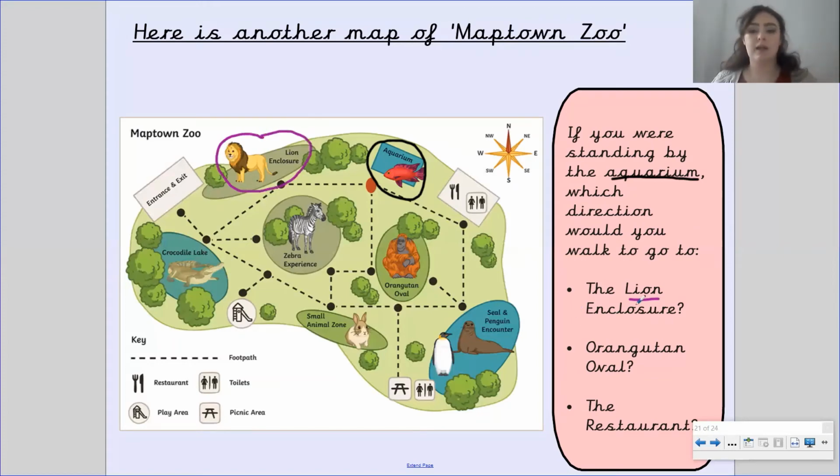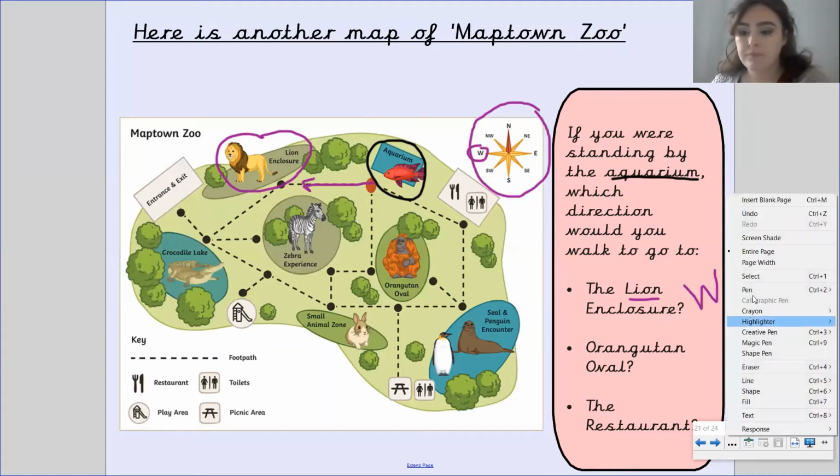Now what we need to do is have a think about which direction we would use to go from the aquarium to the lion enclosure. Use the compass up here to help you. Pause the video to have a think. Well done. So to get from the aquarium to the lion enclosure, we are going to be walking west. So our answer for this one is west.